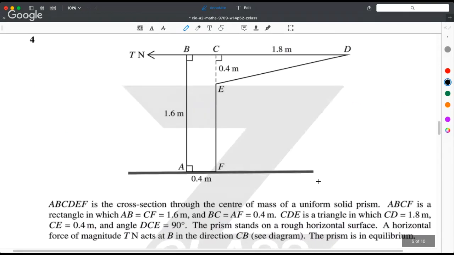Okay, question 4. This is a shape that does crop up a lot in these past papers, this kind of rectangular plus triangle prism. It's a uniform solid prism. So one of the things we can remember is that if we have to talk about the mass of the prism, we can equivalently just use the area, because the whole thing is uniform. And maybe it looks like this in full 3D.